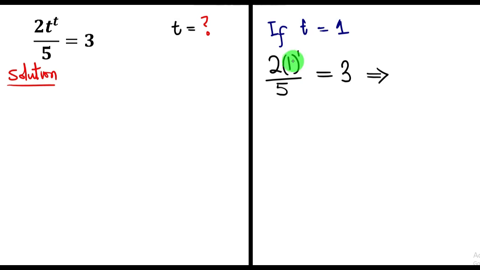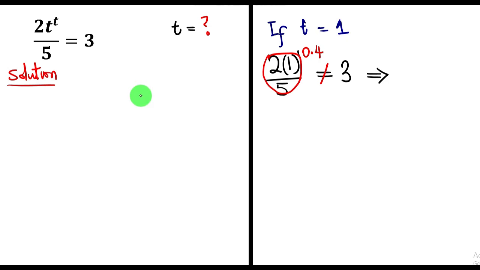1 raised to the power of 1, that is 1, then multiplied by these 2. We have 2 at the numerator there, then 2 divided by 5. The whole of this is going to give me 0.4. And this 0.4 is not equal to 3. So what does this mean? It means that whatever the value of t is going to be, it can never be 1.